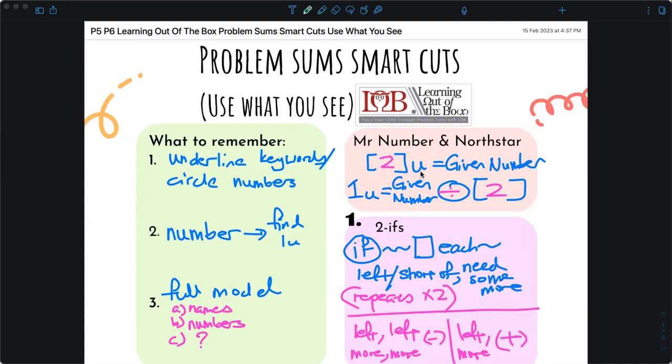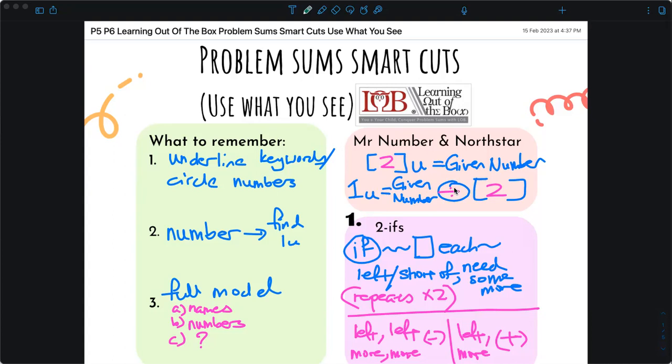So whenever you have to find the value of 1U, the number given in the question is generally used to find the value of 1U. For example, let's say you have figured out that 2U is equal to the given number. To find 1U, you have to take the given number divided by 2.